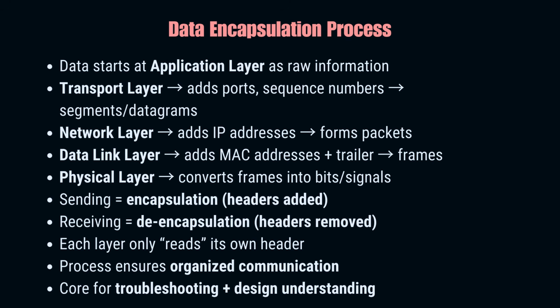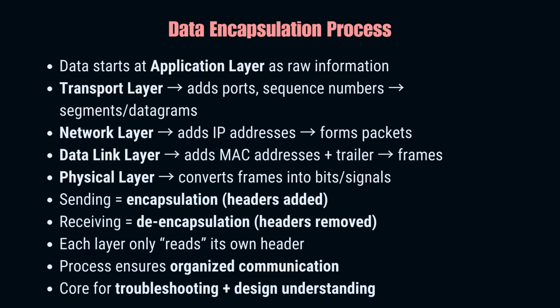Understanding how data travels through network layers is crucial for troubleshooting and network design. The encapsulation process begins when applications create raw data to be transmitted across the network. At the transport layer, data becomes segments, TCP, or datagrams, UDP, with added headers containing source and destination port numbers, sequence numbers for TCP, and control flags for connection management.